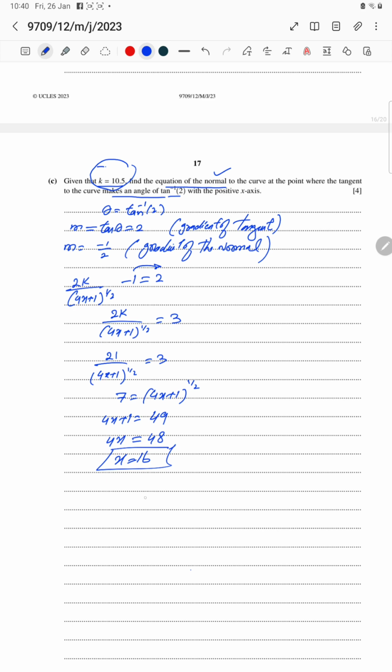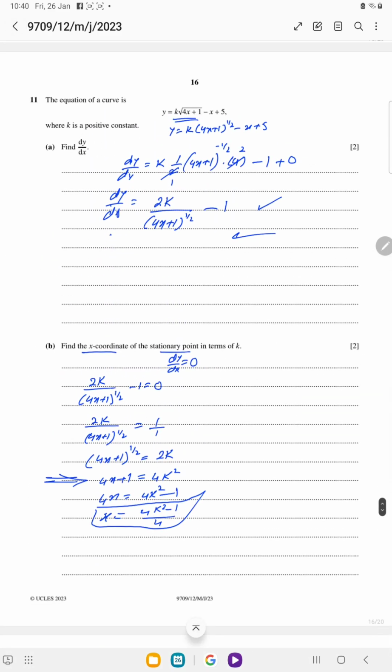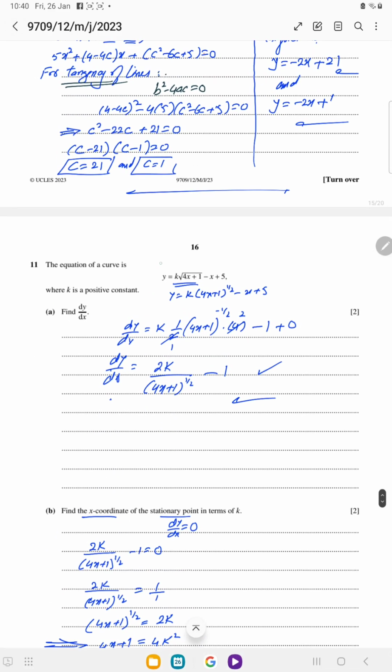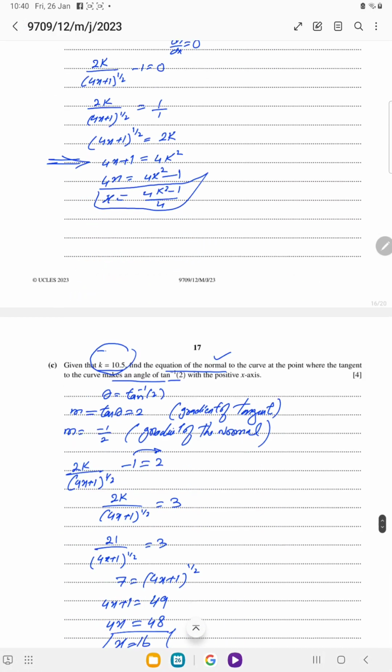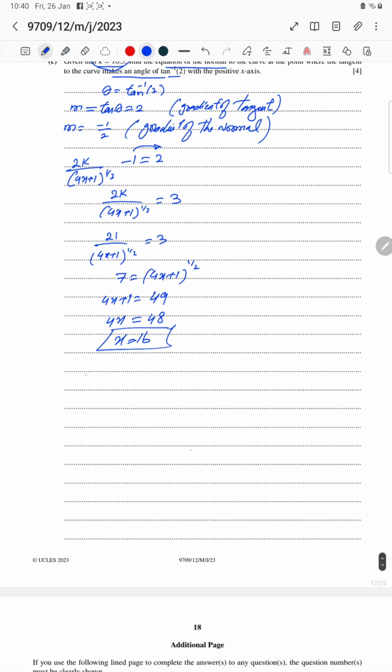So for y, we need to put this back into the original equation, as I'm going to mention here. I'll put the value of x and k here. We will get y equal to k, which is 10.5, times (4 times 16 plus 1)^(1/2) minus 16 plus 5. With the help of a calculator, I will get 66.5.